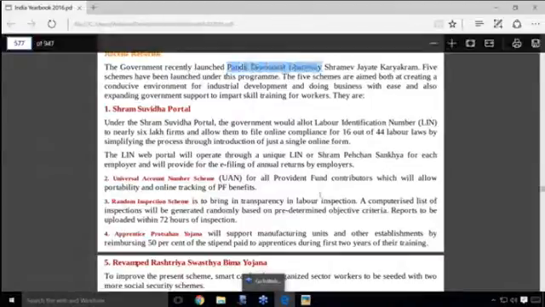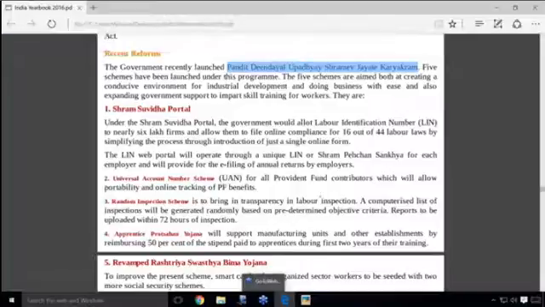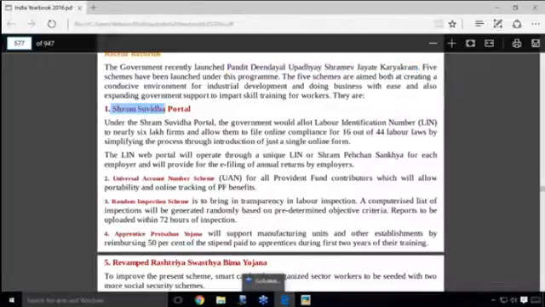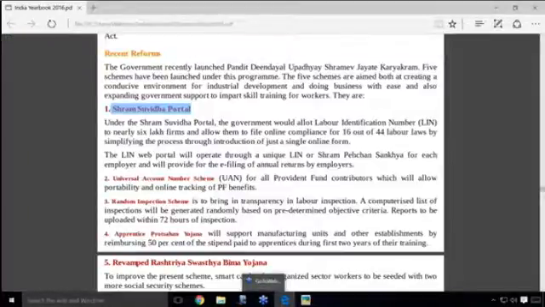Pandit Deen Dayal Upadhyaya Shramev Jayate Karyakram. Under this, we have 5 schemes. What are these 5 schemes? Shram Suvidha Portal. So this is important. So you have 5 schemes. So one question which UPSC may ask you is, which of the following schemes are part of Pandit Deen Dayal Upadhyaya Shramev Jayate Karyakram? This you have to see.